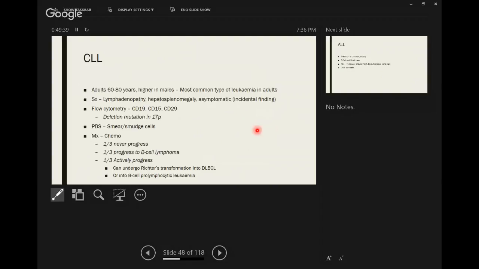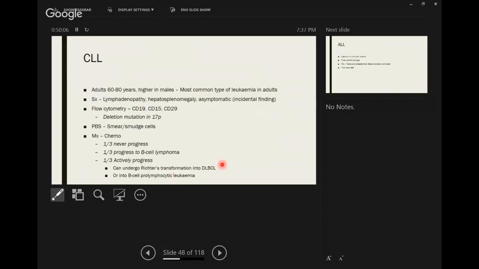So you manage them with chemo. A third never progress, and then a third progress to a B-cell lymphoma, which is a little bit more aggressive, not that bad. Usually you just watch and wait. And then a third can actively progress, so they can undergo Richter's transformation to diffuse large B-cell lymphoma or into B-cell prolymphocytic leukemia.